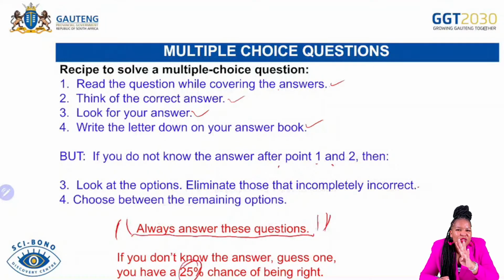So what are the chances of getting it right or wrong? 25%. So make sure that you answer multiple choice questions. I do not like it when you leave gaps in multiple choice questions. In fact, it does not even make sense. Please make sure that you choose something there.